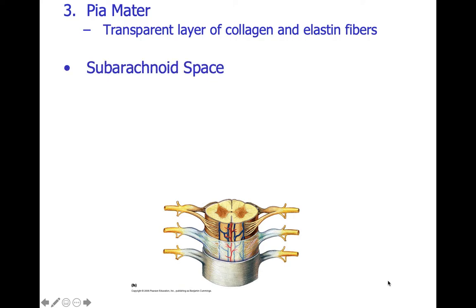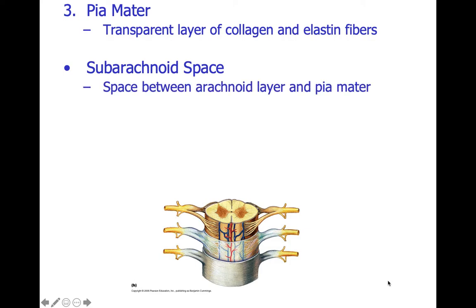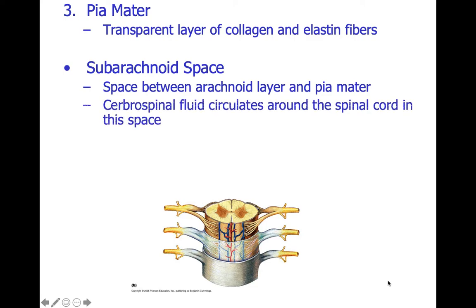We also have to address the subarachnoid space. The subarachnoid space is just what it sounds like. It's the space below, deep to the arachnoid layer. So it's going to be a gap, a space between the pia, the innermost layer, and the arachnoid layer, the next layer. This space allows cerebrospinal fluid to flow around the spinal cord and the brain when we get there.